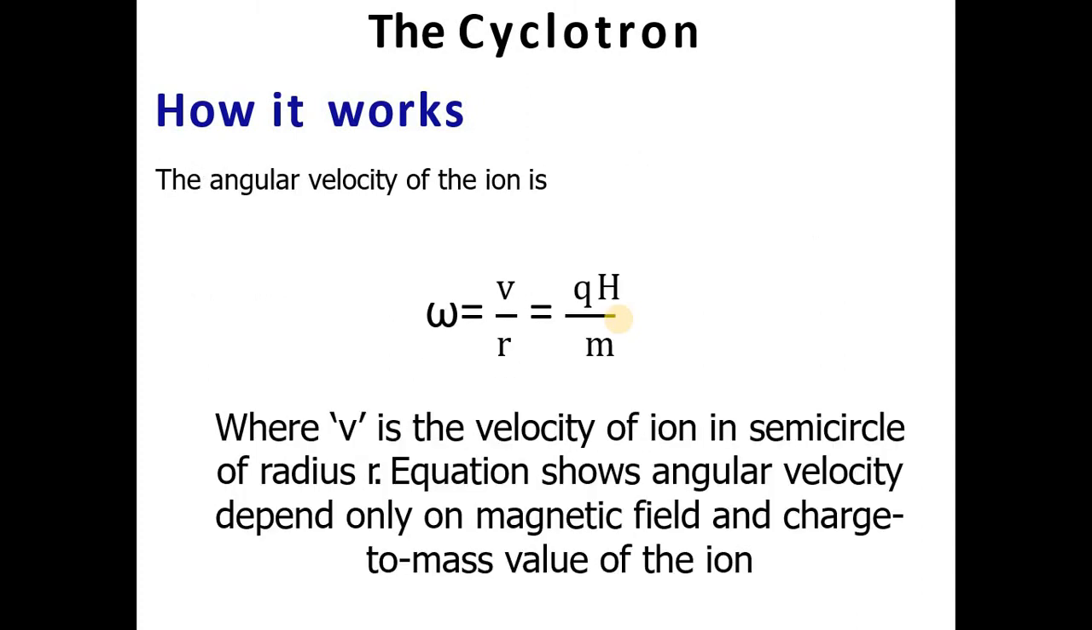The angular velocity of the ion is omega equals v by r, that equals qH by m, where v is the velocity of the ion in a semicircle of radius r. The equation shows the angular velocity depends only on the magnetic field and the charge to mass value of the ion.